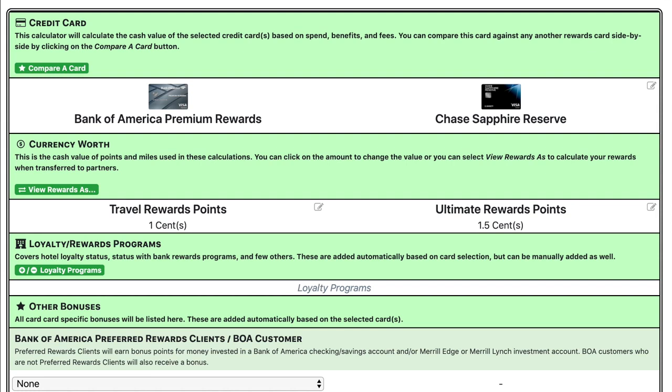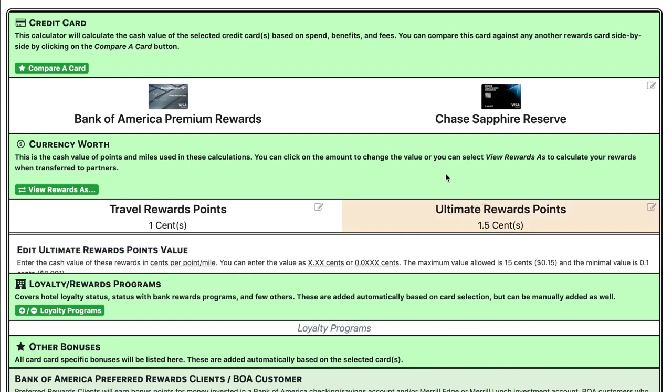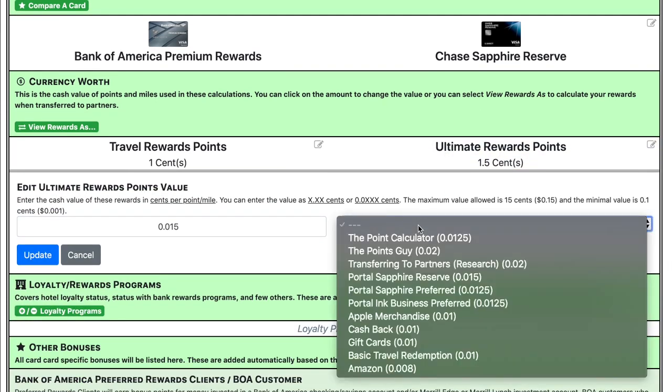So here we have the Chase Sapphire Reserve. Ultimate Rewards points are worth 1.5 cents when you have this card, thanks to the 50% bonus. And this value is when you use the points on the Chase Travel Portal. Outside of that, the points can be used for a few things here. We got Amazon, gift cards, cashback, Apple, etc.